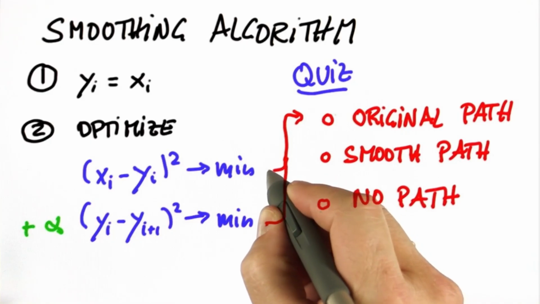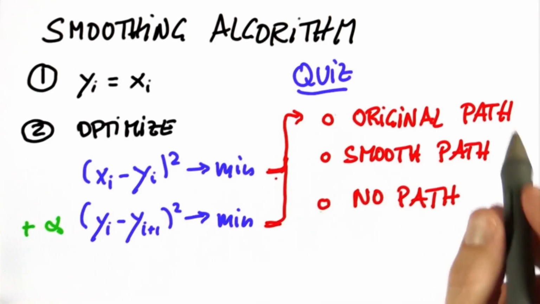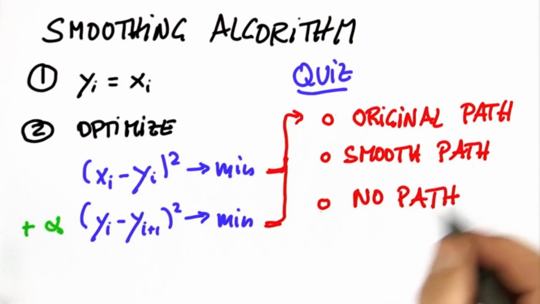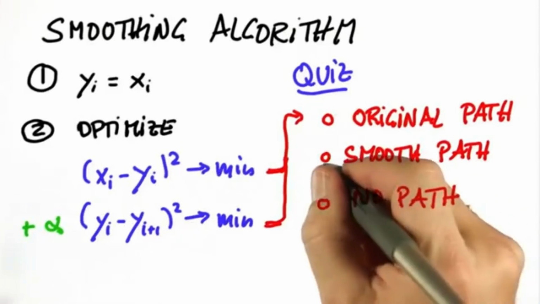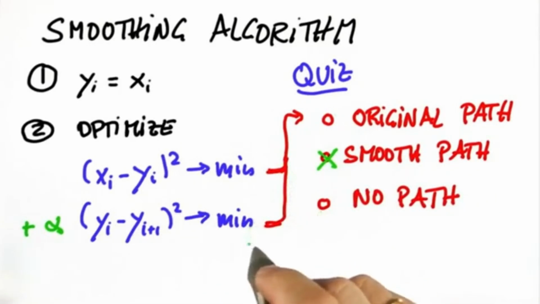So here's my next question. Suppose we optimize both at the same time with an appropriate alpha. What do we get? An original path, a smooth path, or no path? And the answer is we get a smooth path. To see why that's the case, let me just simulate the optimization.